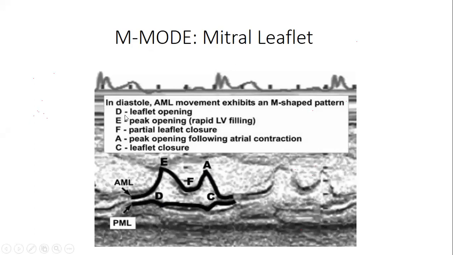So in diastole, when the heart muscles have relaxed, the anterior, get used to this abbreviation, the anterior mitral leaflet movement exhibits an M-shaped pattern. Now, where is it? This is it. So this one, this is the M. From there, that is the M. This is the typical normal anterior mitral valve leaflet.